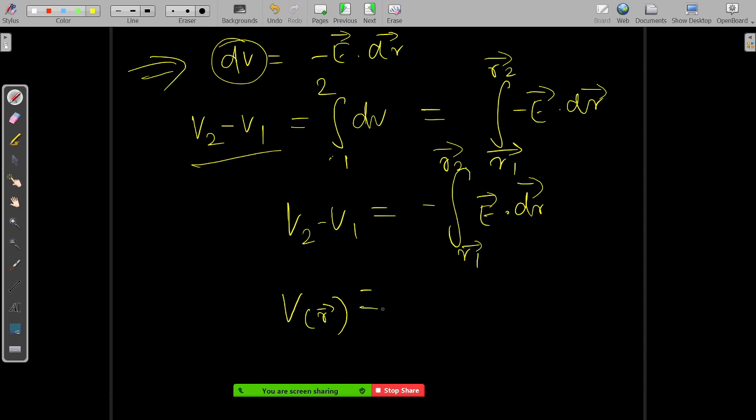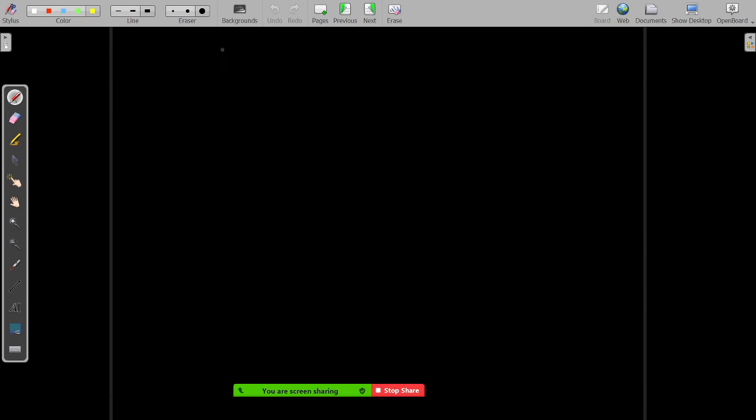So if you take this one as a reference, this can be written like this when it is moved from infinity to r vector. It is the same thing. What we did now was take one point as a reference point, that is the infinity point. So it started from infinity and was brought to the position r. Don't worry about that. You just remember this formula for the time being: the potential at a particular point is equal to the integration of minus E dot dr.